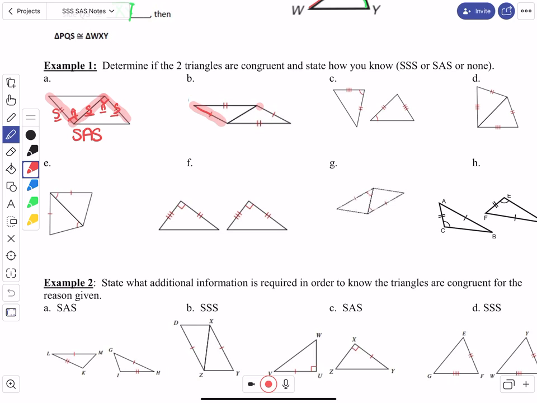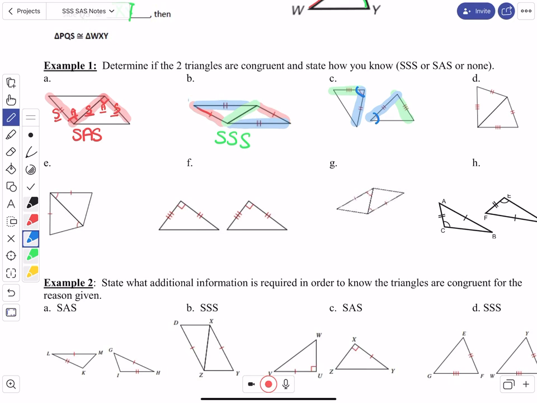So in our next triangle, we've got this side is congruent to this side. We have this side congruent to this side. And they share this side. So these two triangles will be congruent through side, side, side. Okay, so moving on. We have this triangle. These sides are congruent. We have these sides are congruent to each other. And then we have this angle is congruent to this angle.